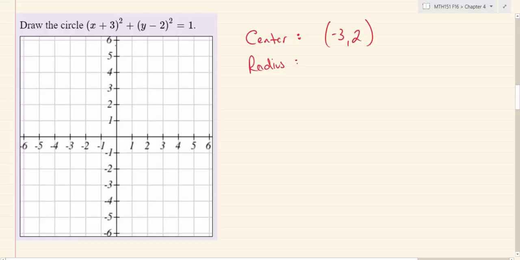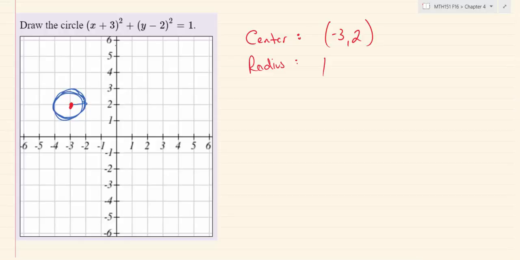−3, positive 2, and the radius, 1. So we would drop a point at (−3, 2), which I think is right about there, and then we would drag our mouse out 1 unit, and that's going to draw a circle like this, and that will be our circle. How could we make this more difficult?